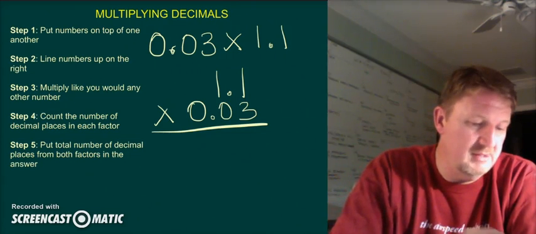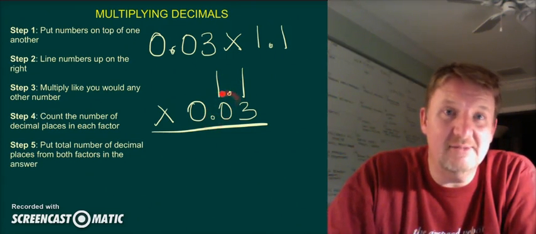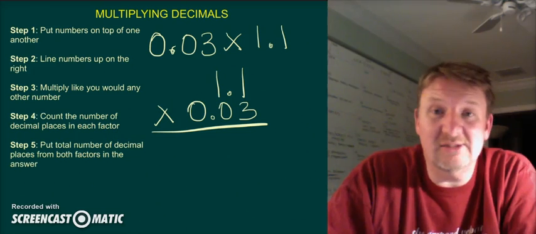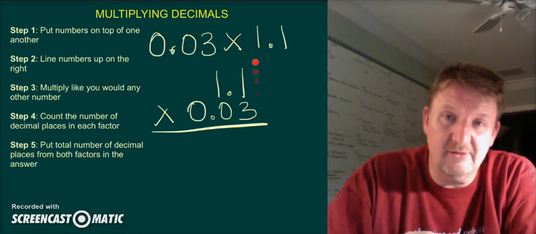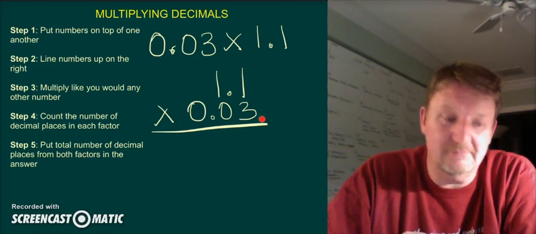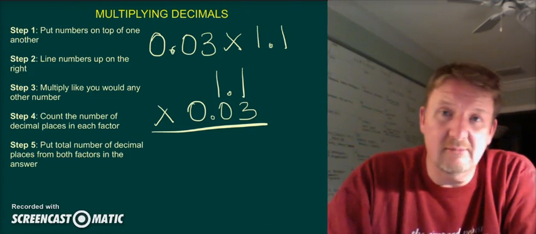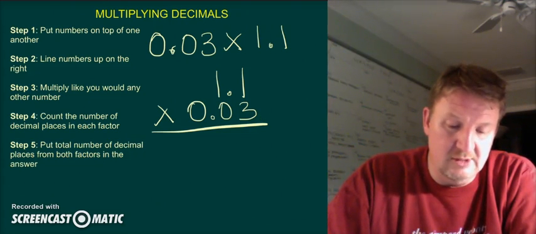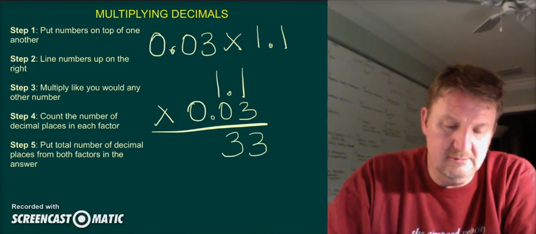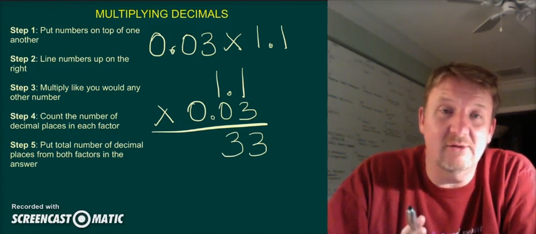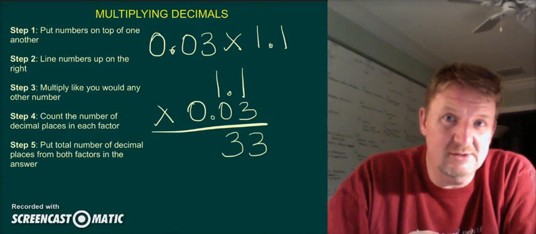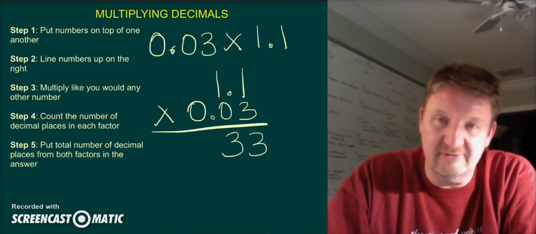The first thing you might notice is that I did not line up the decimal. You don't have to, or you're not supposed to. I'm lining up on the right, just like you would any other number. Now we can go ahead and multiply. 3 times 1 is 3. 3 times 1 is 3. And that's it. I don't have to do anything else with the zeros. You can if you want to, but it's not going to change your final answer.